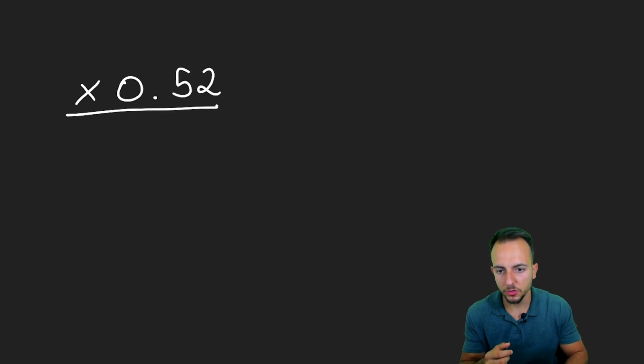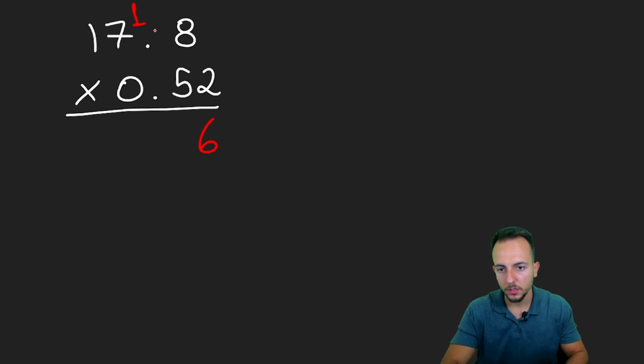Now another important question. And what if I have a number that starts with 0? Let's say 0.52. This number I want to have, let's say, 17.8 times 0.52. Let's start with 2 times 8, that is 16, so 6, and I can carry over the number 1. 2 times 7 is 14, and 14 plus 1 is going to be 15, and I can carry over the 1 again. 2 times 1 is 2, plus 1 is 3. And remember, let's skip the first column, and let me get rid of those numbers, okay?